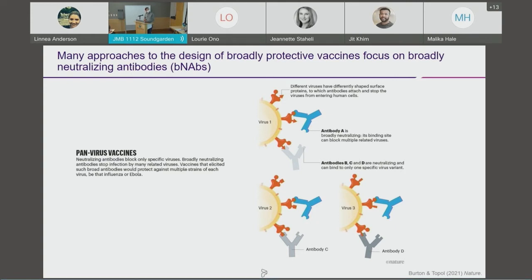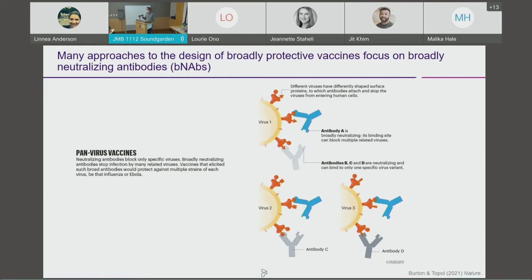And the idea is that many antibodies are going to bind to strain-specific epitopes, right? So antibodies B, C, and D in this figure bind to triangle, square, and rectangle-shaped epitopes, whereas antibody A binds to a circle epitope that is conserved among these three related viruses, right? So the identification of broadly neutralizing antibodies like these from humans is an existence proof that the human immune system can come up with solutions to this problem of virus diversity.